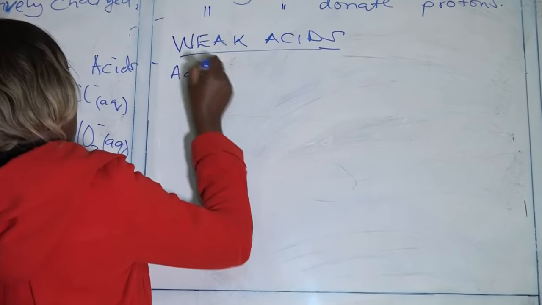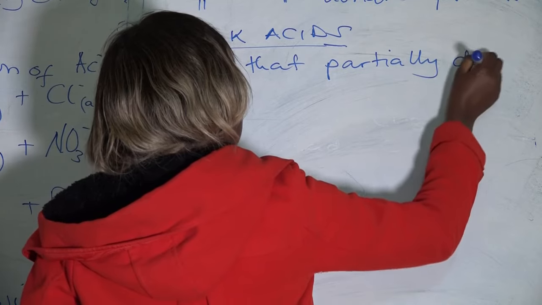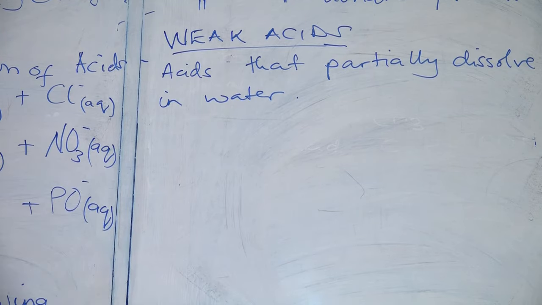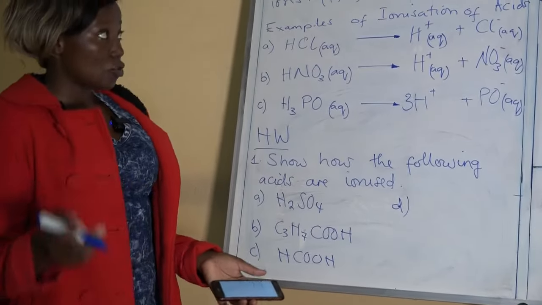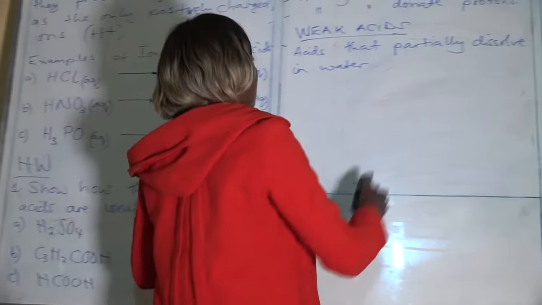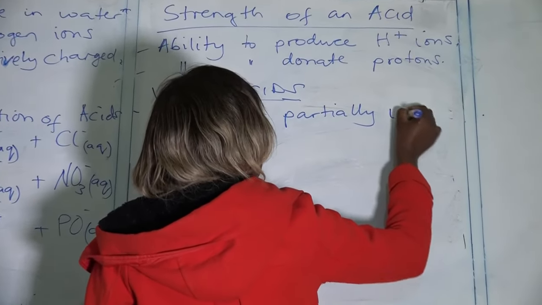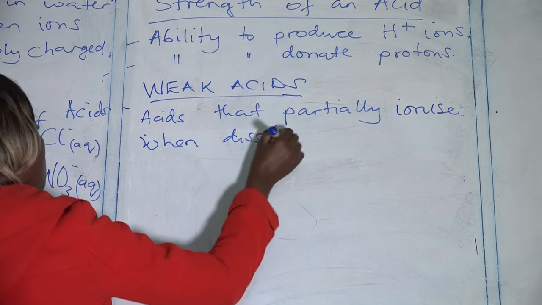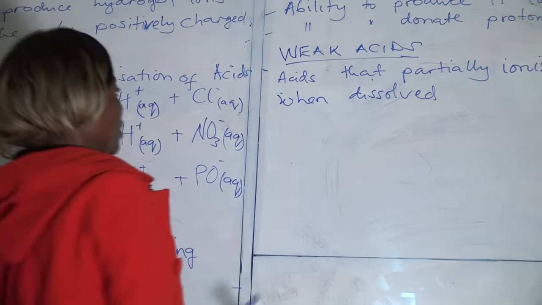These are acids that partially dissolve in water, or their donation of protons is said to be partial. It is not complete. They do not completely donate protons. They partially ionize when dissolved in water. They do not completely ionize. And generally all organic acids are said to be weak acids.